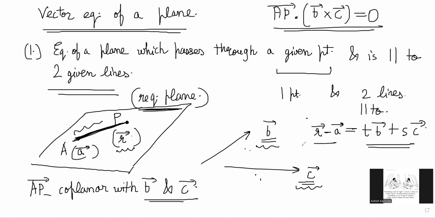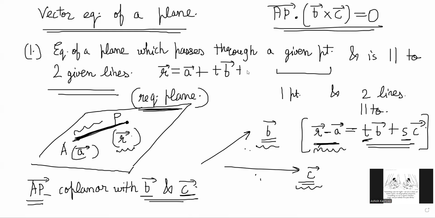Do you understand what I'm doing here, what I'm saying? Anytime three vectors are coplanar, they are a linearly dependent set, right? You can express any one of them as a combination of the other two. Correct? So right now I will do it like that and get an equation like this. R minus A, which is the AP vector, can be written as a linear combination of B and C. Here T and S are scalars. And we can write the general equation as R is equal to A plus TB plus SC.